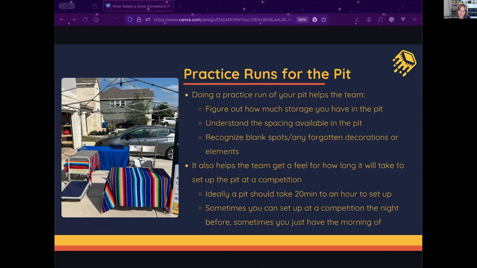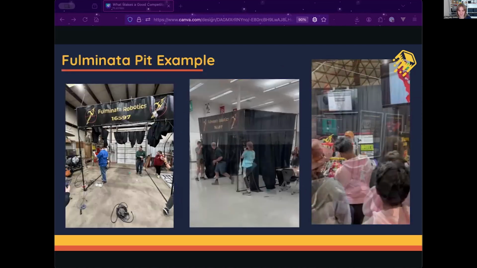In the very beginning, when our team built our pit, we did a practice run and it took us about 2 hours to set up our pit. Ideally, a pit should take anywhere between 20 minutes to an hour to set up. We had to do some redesign on our pit, so it'd be a lot quicker to set up with the amount of people that we had, because sometimes you don't have tons of time to set up your pit.